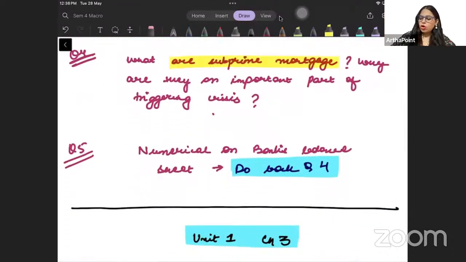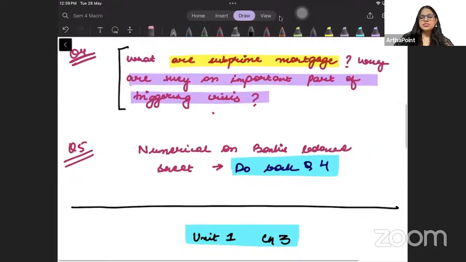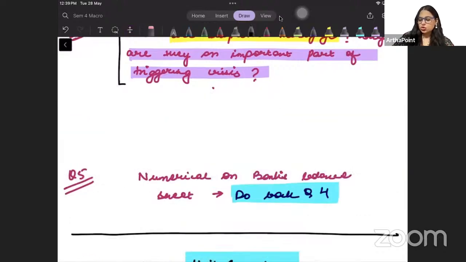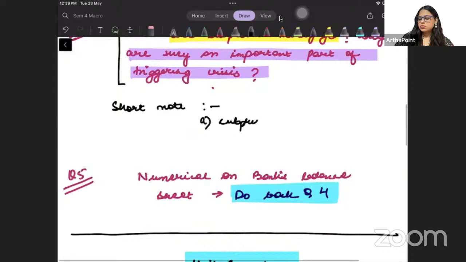What are subprime mortgages? Why are they an important part of triggering the crisis? So this is important, beta. A lot of times they will ask you to write short notes. तो अगर यहाँ पे they can ask you to write a short note, तो short note में they can give you to write a short note on subprime or subprime mortgage.